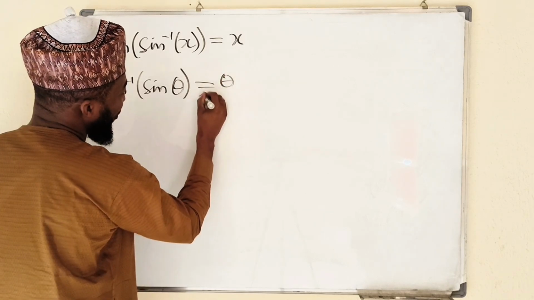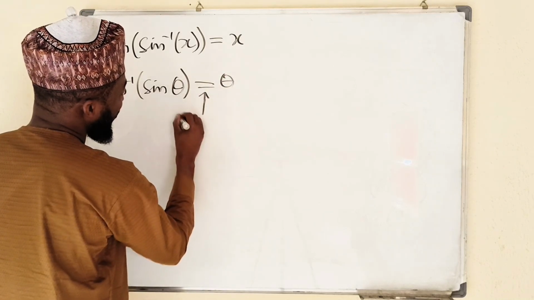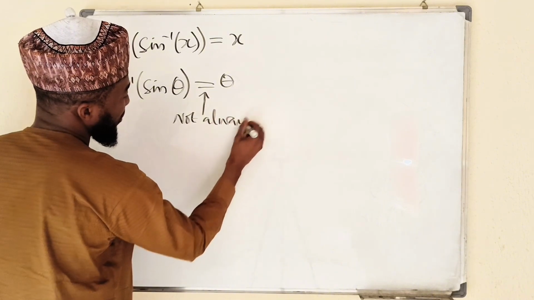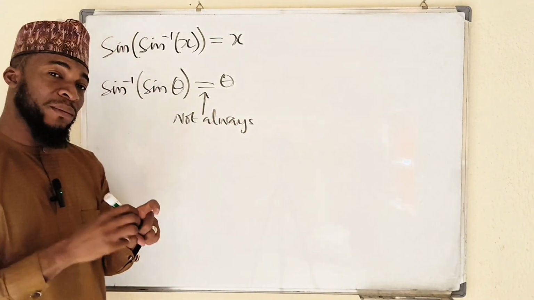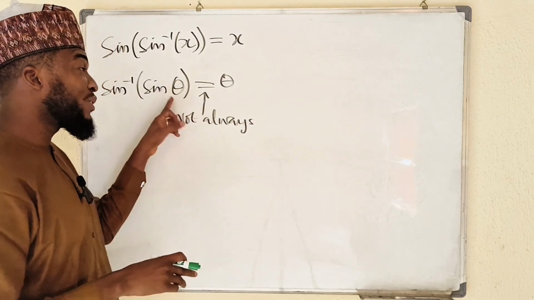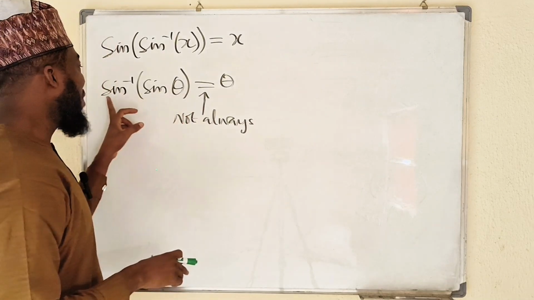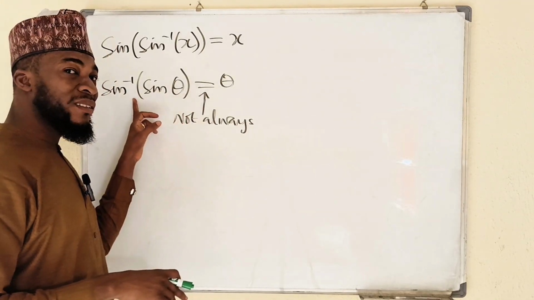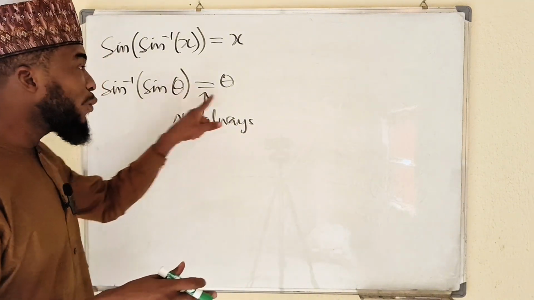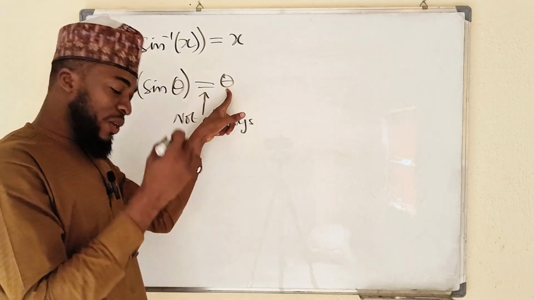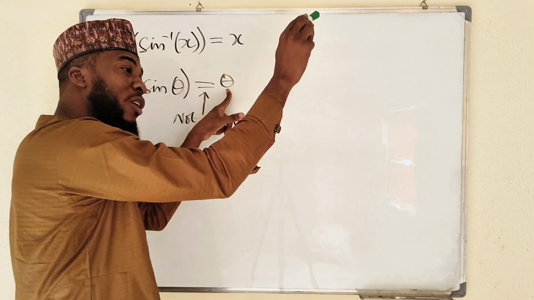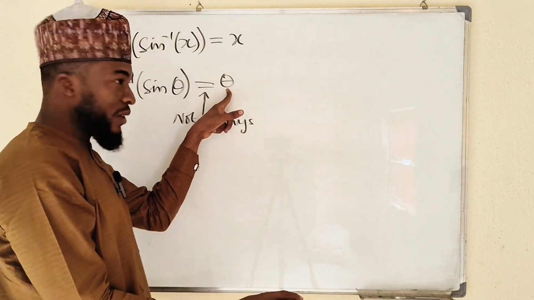So let me write it here. Not always. Not always, because sometimes it can be equal to theta, but not always. It depends on the position of the theta. Remember that sine inverse has a restriction for its output. The angle must be from negative 90 to positive 90. That is in the first quadrant and fourth quadrant.